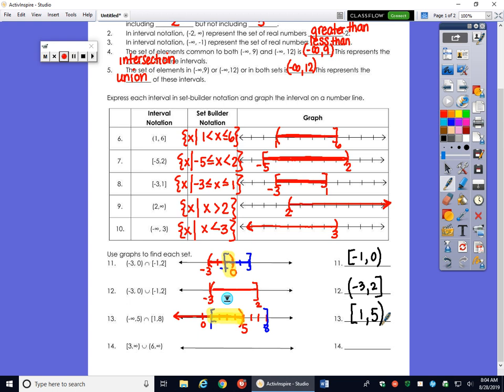Looking at that same graph and wanting all of it basically, because a union means you're going to include both graphs, we're going to go from negative infinity. Remember, infinities use parentheses all the time. And, oh, sorry, it's not the same numbers. Just kidding. Let's start again.